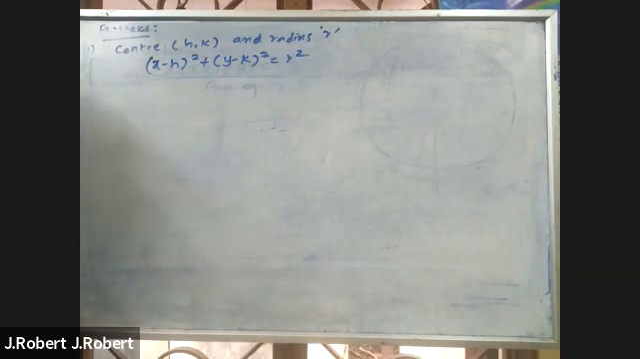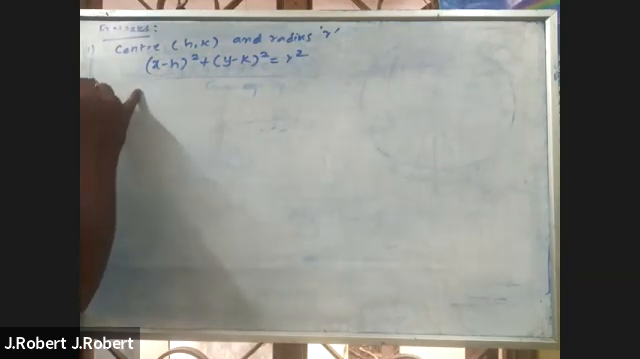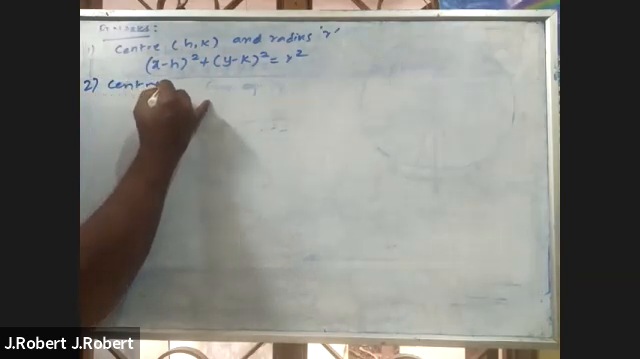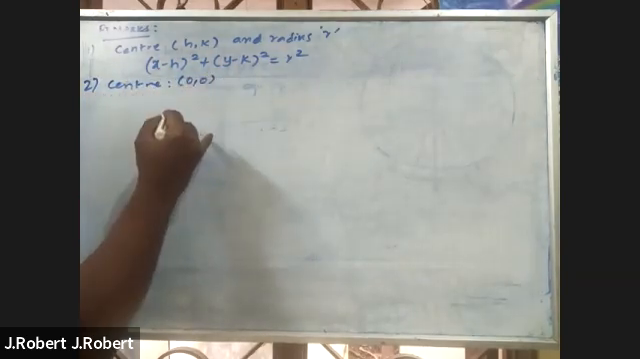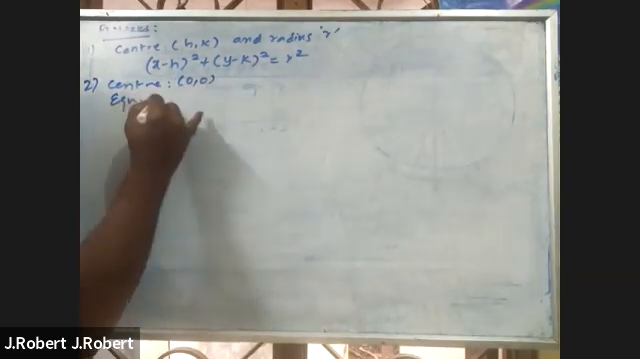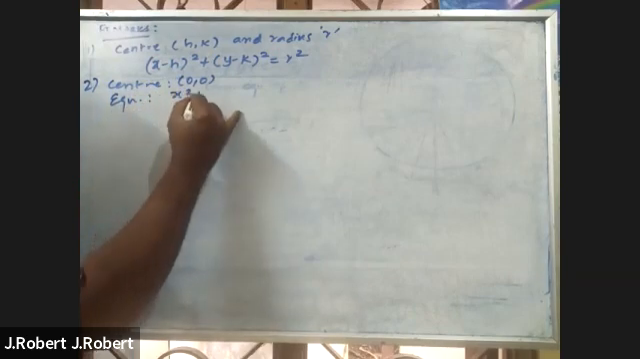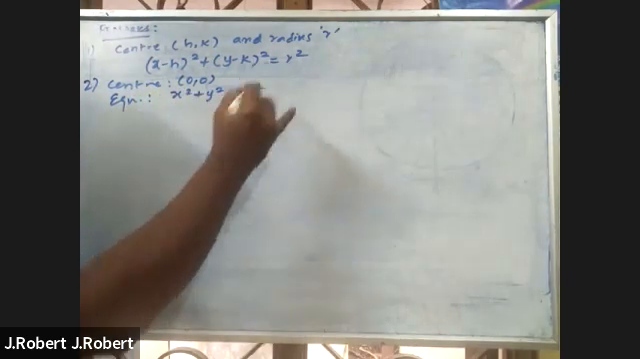If the center is given as h comma k and we have taken the radius as r, then we can write the equation of the circle as x minus h the whole square plus y minus k the whole square equals r square. Suppose the center is origin. Origin means 0, 0. Then the equation of circle is x square plus y square is equal to r square.